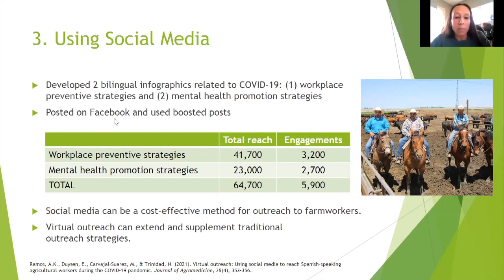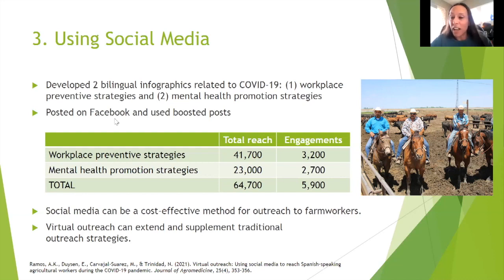You can see here the workplace preventive strategies had a really strong reach of over 41,000, almost 42,000 people saw that. And the mental health promotion strategies had 23,000 people who were reached. So in all, we reached almost 65,000 people and had almost 6,000 engagements with the infographics. So you can see this was an incredible reach for a very short amount of time.